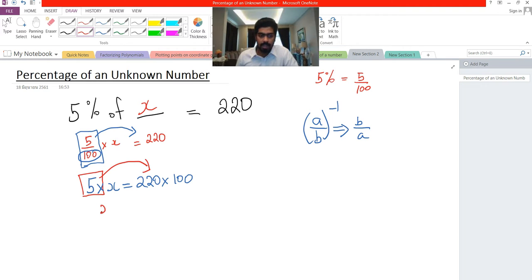So now we have x is equal to 220 multiplied by 100 over 5, or in other words, divided by 5. Okay, guys, so now we have x by itself. So now let us simplify. We know that 5 and 100 can simplify easily, or we can also simplify 5 and 220.